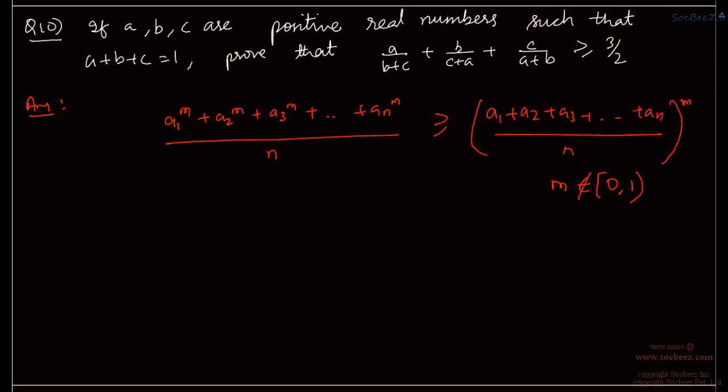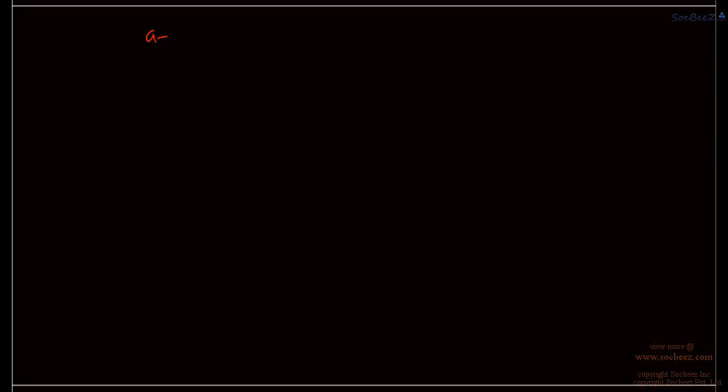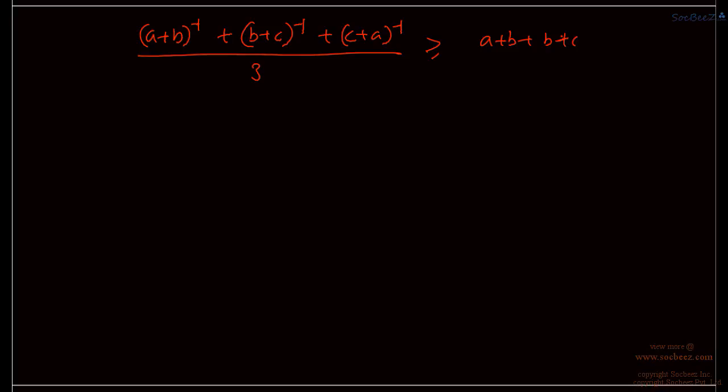Now what we do is we carefully choose our a1, a2 and a3, and we again carefully choose our m. I take a1 as a plus b, a2 as b plus c, a3 as c plus a. I take m equal to minus 1. So m actually can take all possible values, negative numbers are also allowed, and I take this as minus 1. Let us see what the inequality translates to. So I have a plus b inverse, b plus c inverse, c plus a inverse divided by 3 is greater than or equal to a plus b plus b plus c plus c plus a by 3 whole inverse.